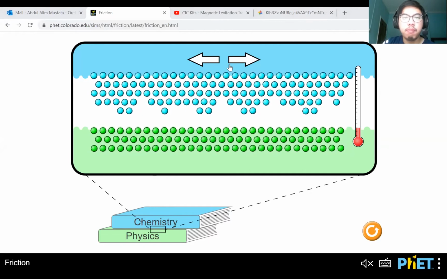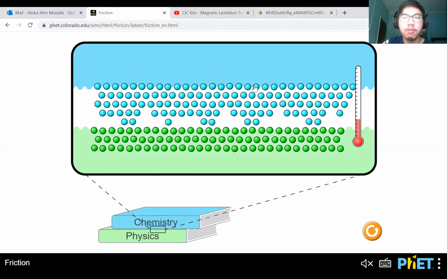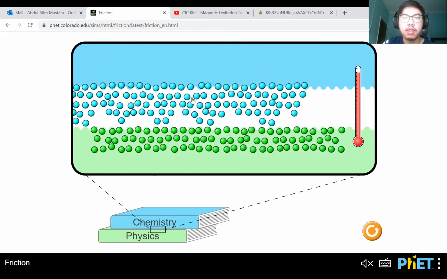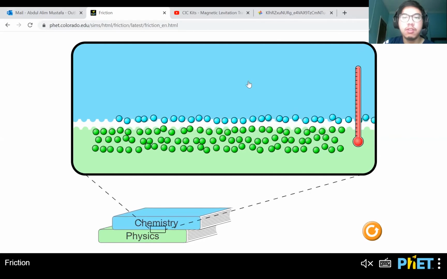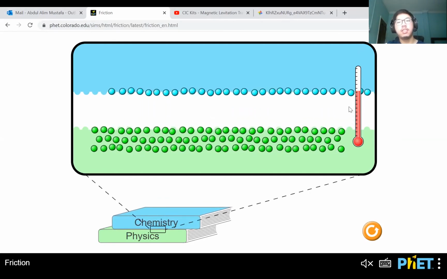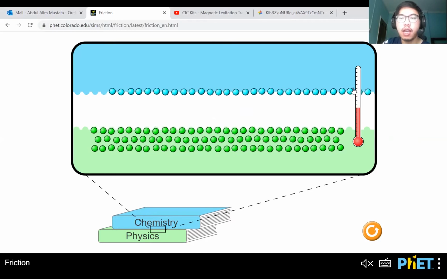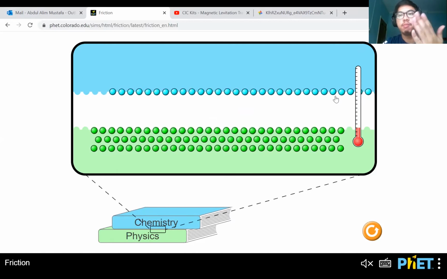When you slide them past each other like this, let me do this for you. Okay, this will happen, right? Two things you notice will happen. One, as you can see, the temperature goes up. So when you slide things past each other, or when you rub things together, what do you get? You normally get heat. Heat will be produced. That is true for friction. If you rub things together, you will produce heat. So the kinetic energy in this case is converted into heat energy.